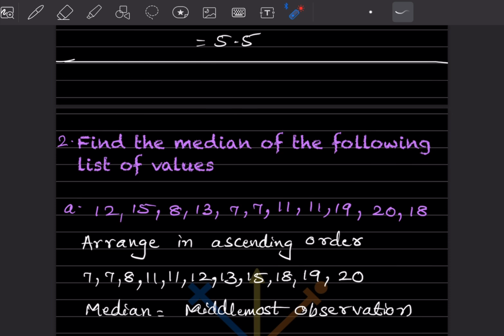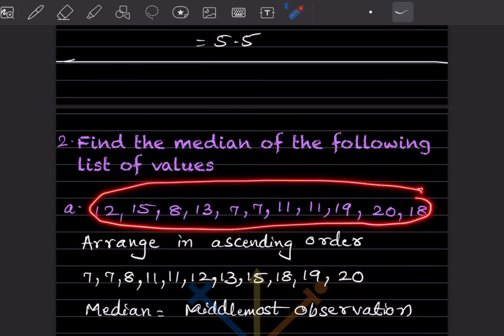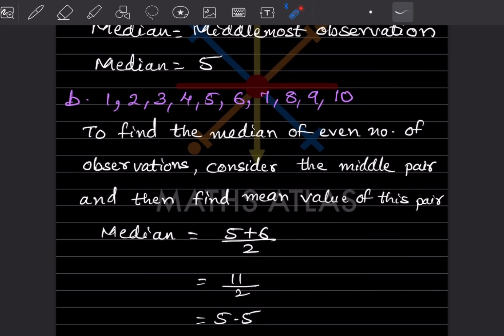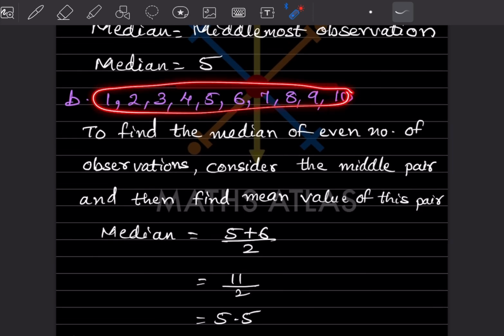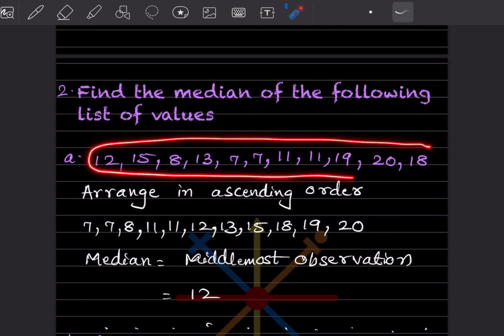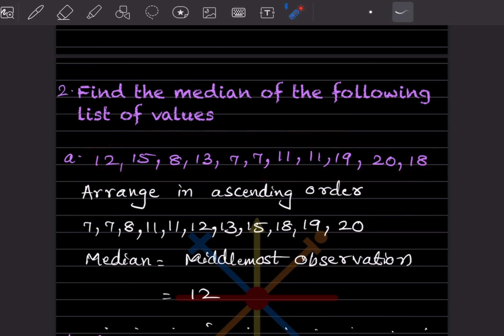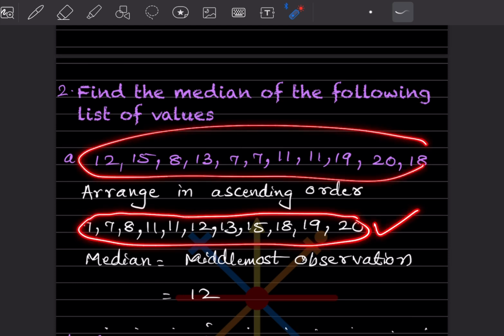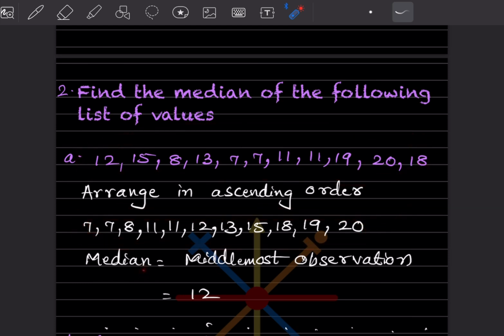Find the median of the following list of values. So these are the numbers given, and here one thing we have to do: whenever the numbers are not arranged in the ascending order, first we have to arrange them in the ascending order. See here, this is already arranged. These numbers have been arranged in the ascending order, and then you have to find the middlemost observation.